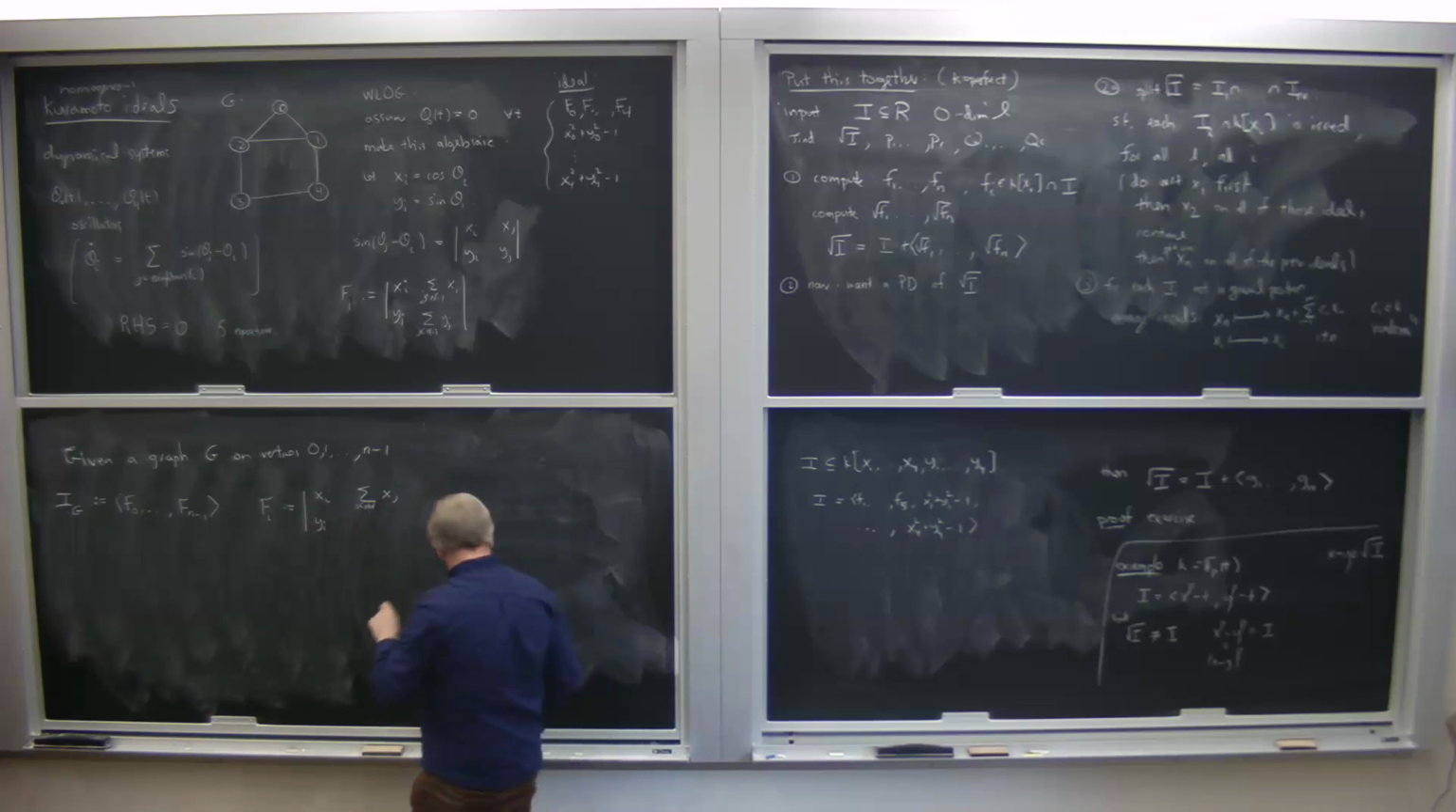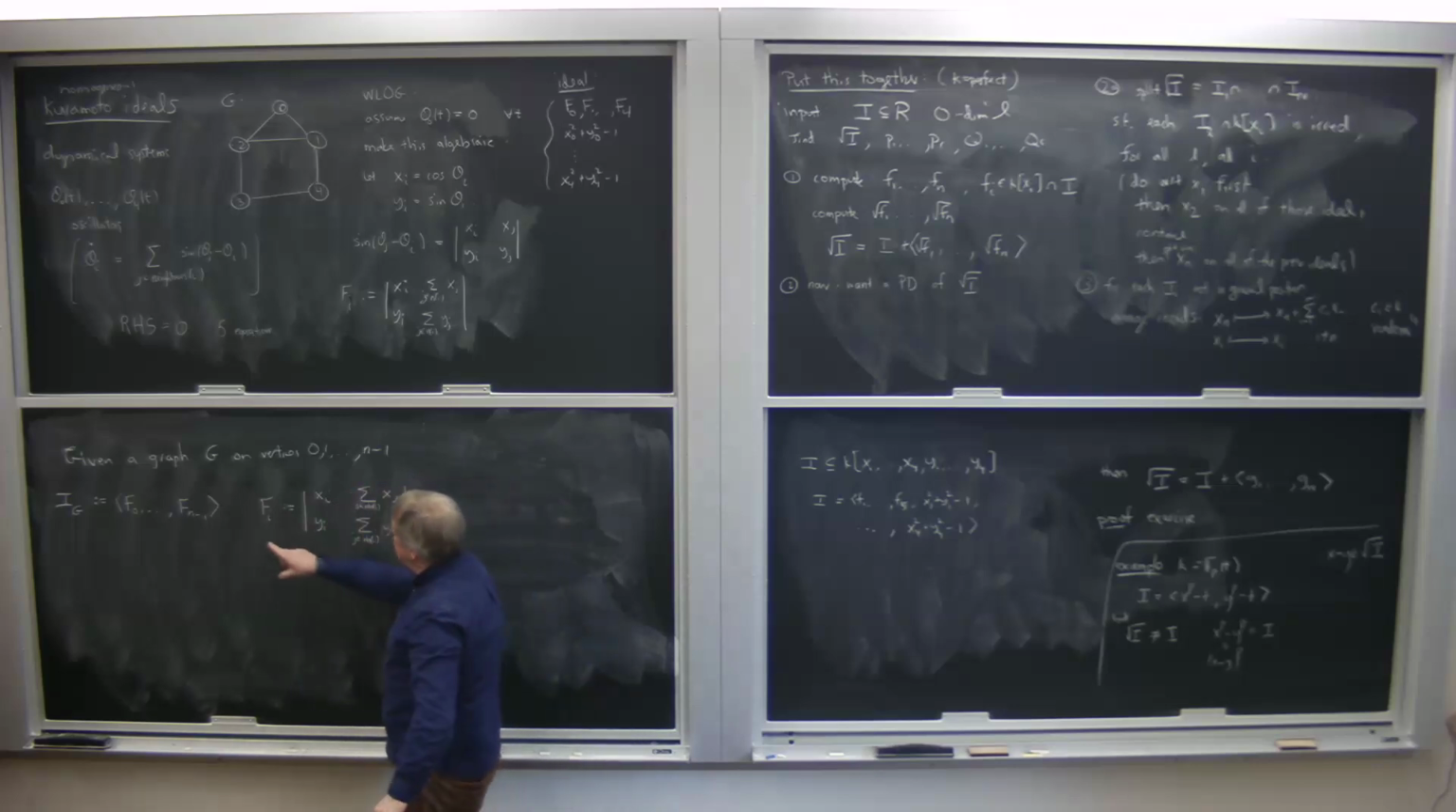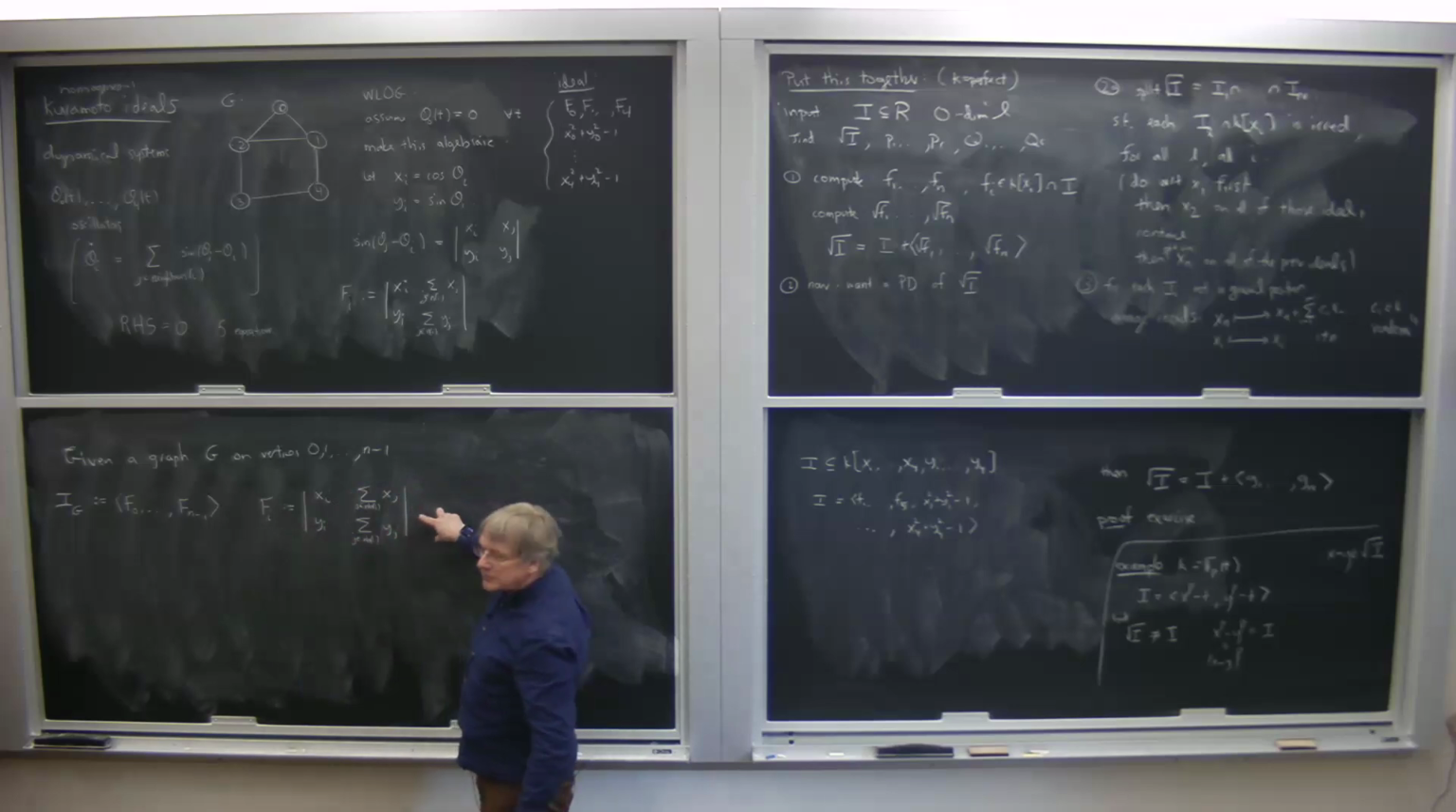I've used three different notations for neighbors here. I should have been a little better about that. Of i in j, and the same here. And this is y sub j. So this is an ideal in 2n variables. And that's homogeneous, and it's generated by 2 by 2 minors of some nice matrices.